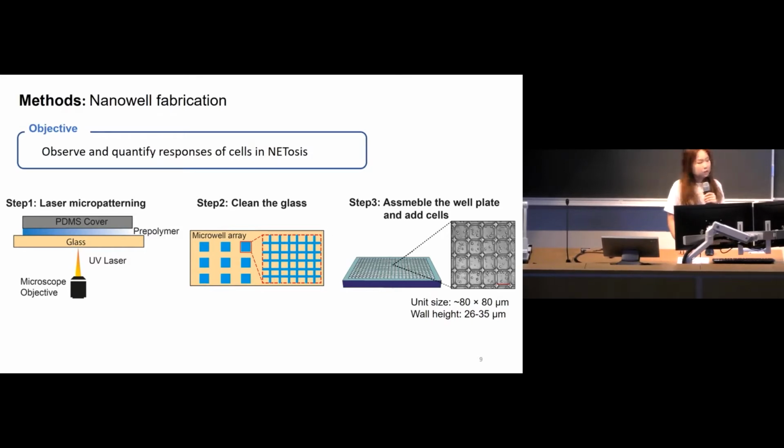And in this image here, we could see that the nanowell unit size is around 80 times 80 micrometers, and the wall height ranges from 26 to 35 micrometers. And Jayden will give you more detailed information about nanowell fabrication.